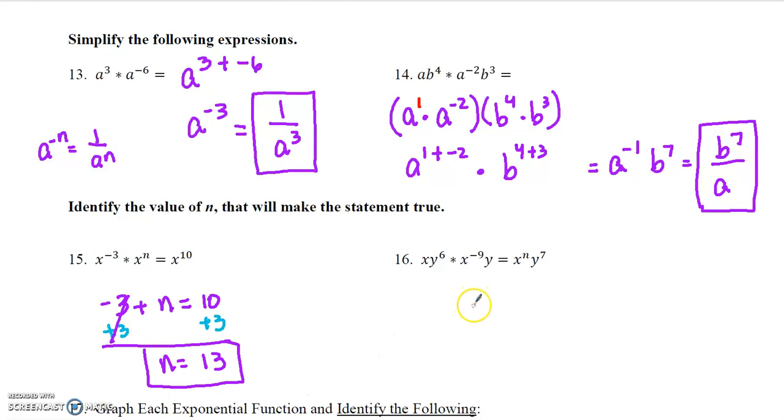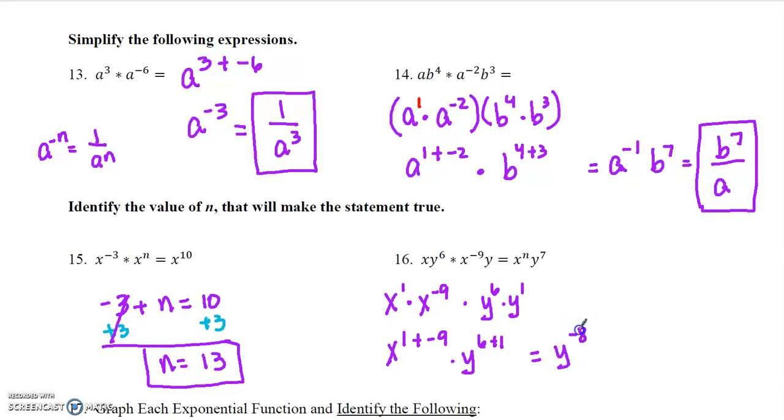Okay, let's look at what we have on number 16. So they've done part of it for us, but not all of it. It's just a multiplication problem. So again, let's see what we have. We're going to say x to the first times x to the negative 9. And then we have, of course, the y to the 6th times y to the positive 1. So if I do this, again, I'm adding 1 plus negative 9. And then here I'll have 6 plus 1.